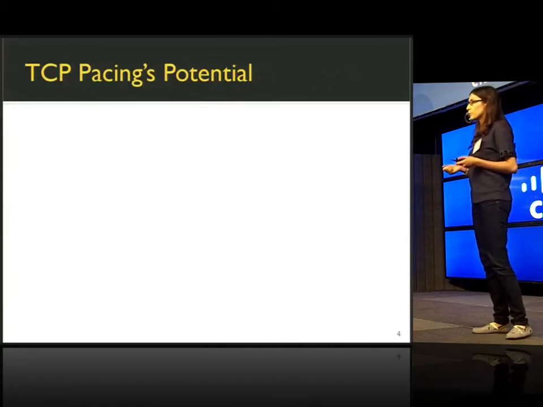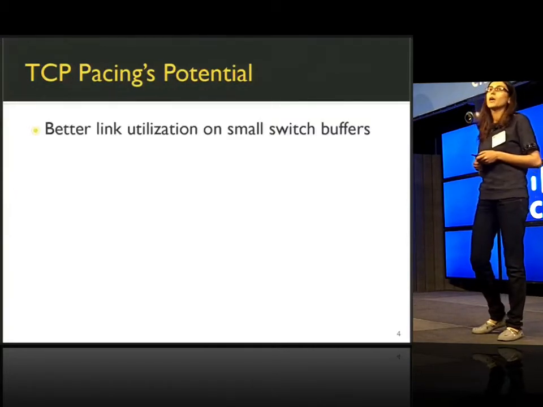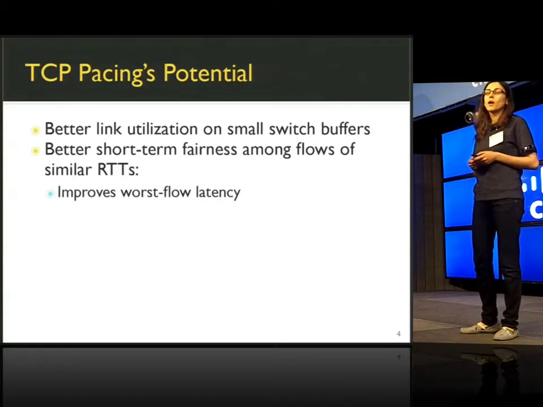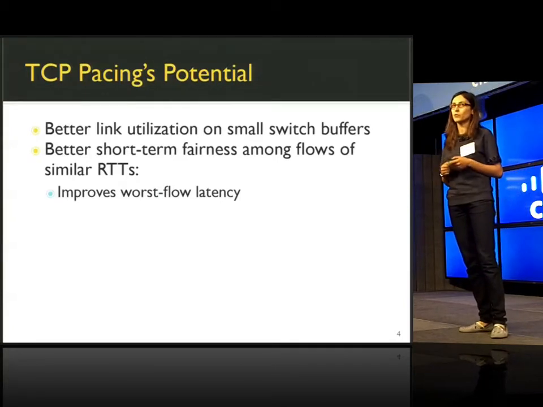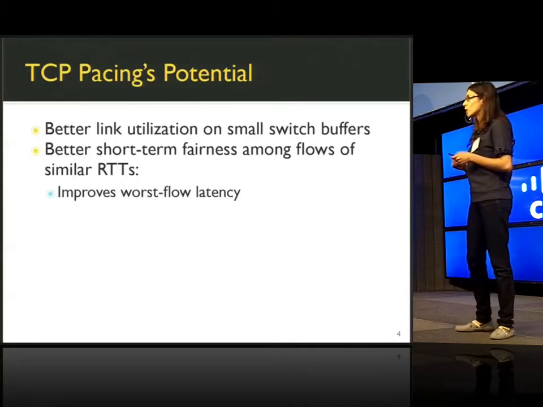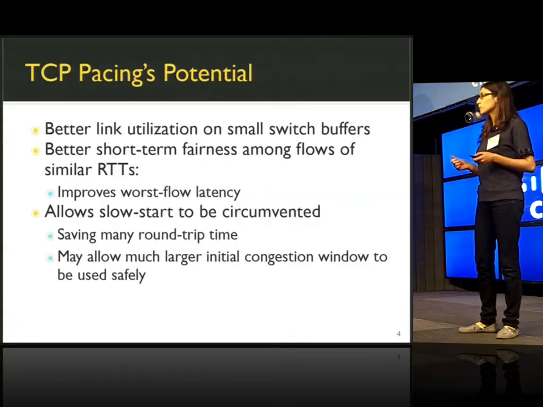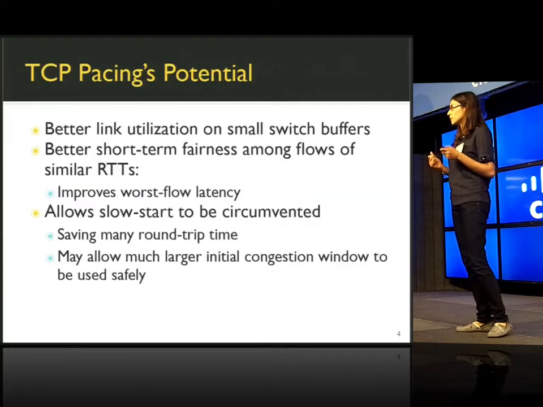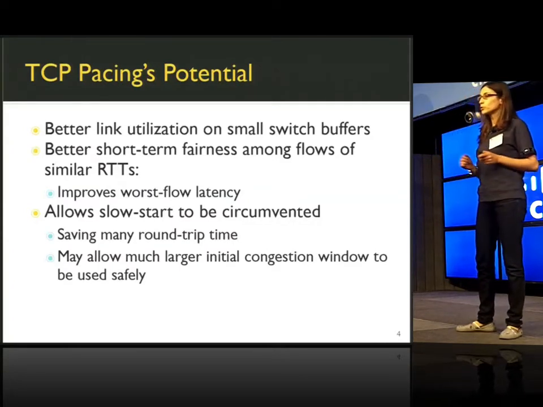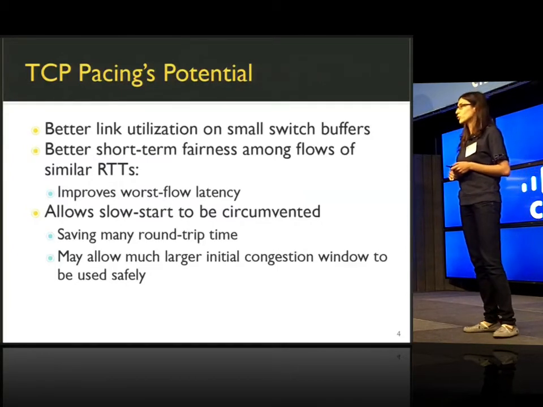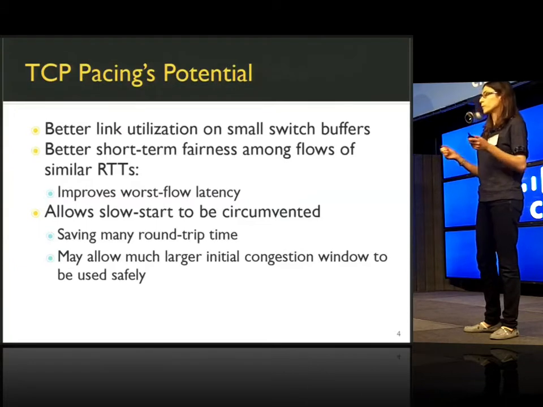So TCP pacing has a few potential benefits that I want to highlight here. It might provide better link utilization on small switch buffers. It might provide better short-term fairness among flows of similar RTTs, which potentially can improve the worst flow latency. We might also be able to circumvent the slow start completely, and save a few round trip times. Or we may actually use a large initial congestion window size with pacing enabled.